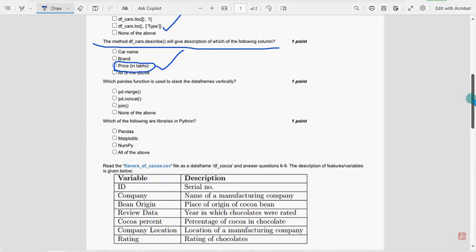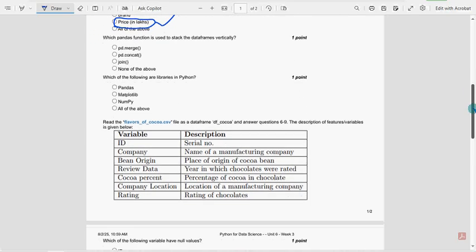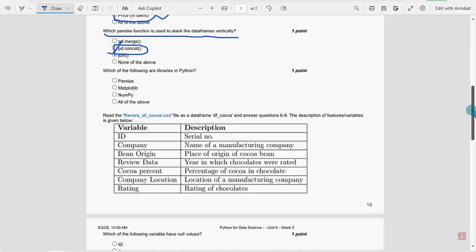Next, moving on to the fourth question now. Which pandas function is used to stack the data frames vertically? So for fourth question, second option, pd dot concat is the probable solution. So mark second option. Next, moving on to the fifth one.